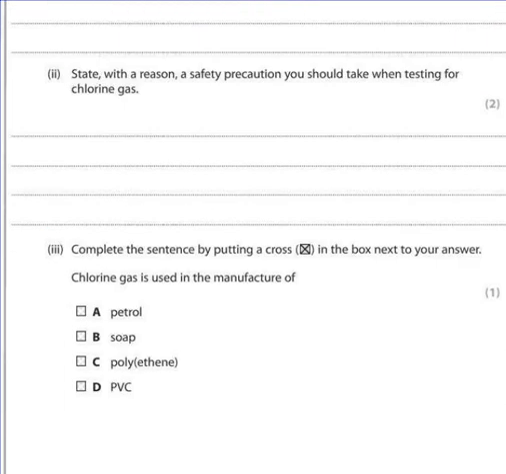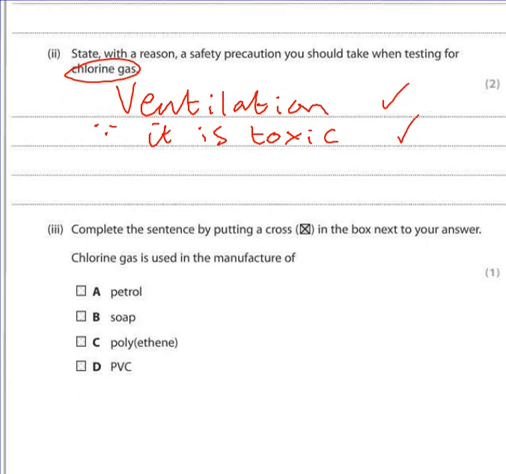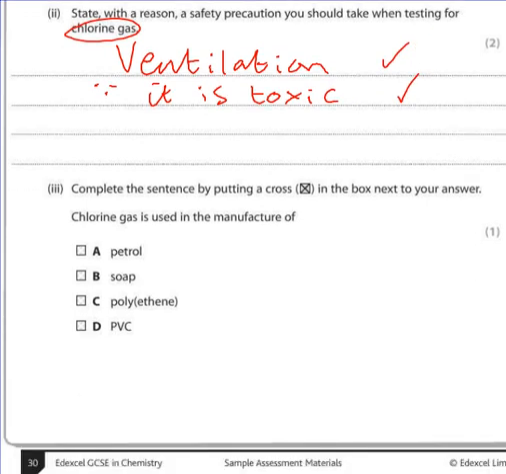Right, we're off. State with a reason a safety precaution. Talk about ventilation, opening a window, because what we're talking about is chlorine gas. Because it is toxic, you don't want to breathe it in. 2 marks again. Complete the sentence by putting a cross in the box. We're talking about chlorine to make one of these. The only one is polyvinyl chloride, which has got chlorine in it. So that's the one that we want.